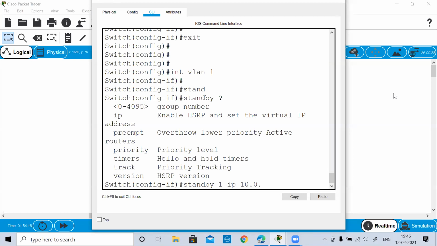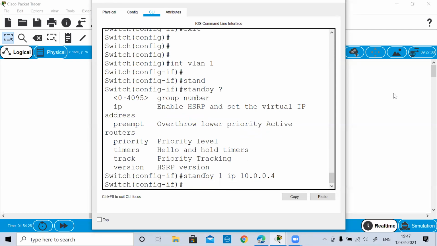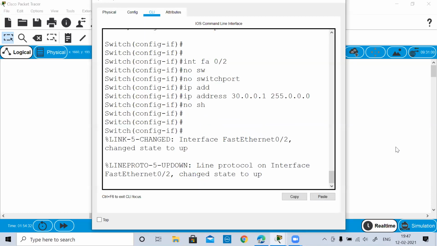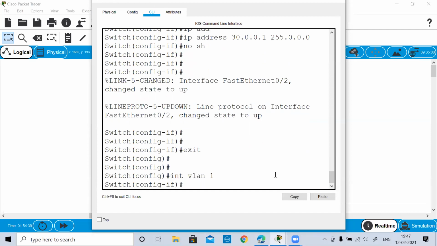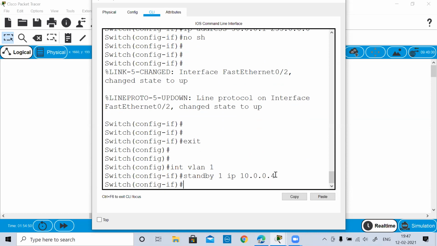So you will keep it as 10.0.0. Since 1 is already taken by the desktop, and 2 and 3 are taken by the switches, I'll give it as 4. Okay, so this is what I'm going to give. That's it. This is what I've done here. The same thing I'm going to do in this case. I'll go to interface VLAN 1 and write standby group number 1 IP, followed by the IP which I want to configure as a virtual IP. That's it.